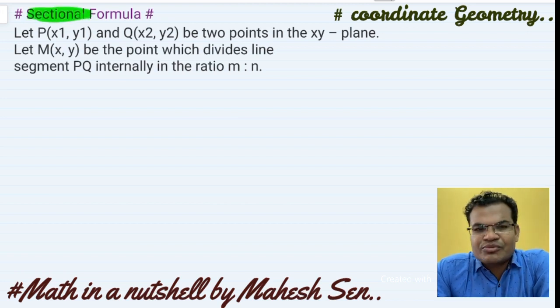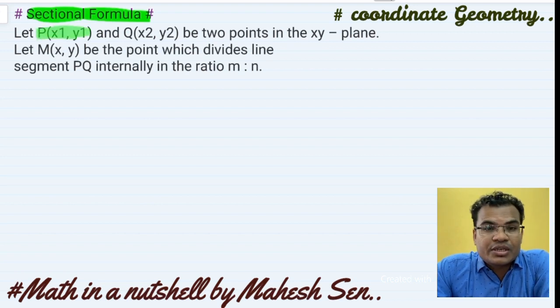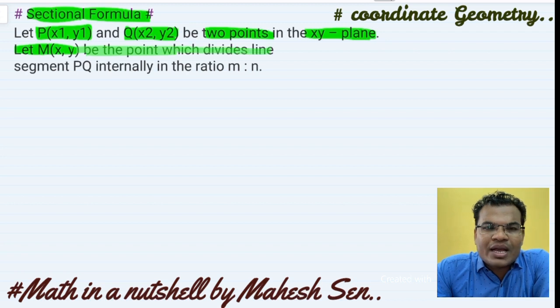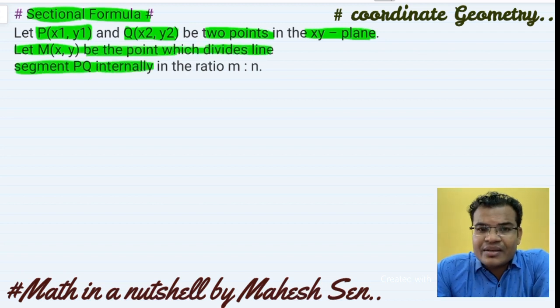Today we have the section formula, or the derivation of the section formula. Let's do it here. P is (x1, y1) and Q is another point (x2, y2). These are the two points, and both points are in the xy plane. Suppose M(x, y) is a point which divides the line segment internally in the ratio m:n.